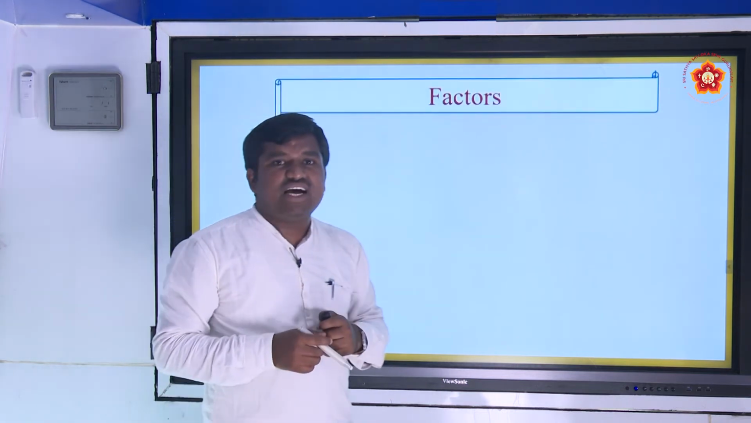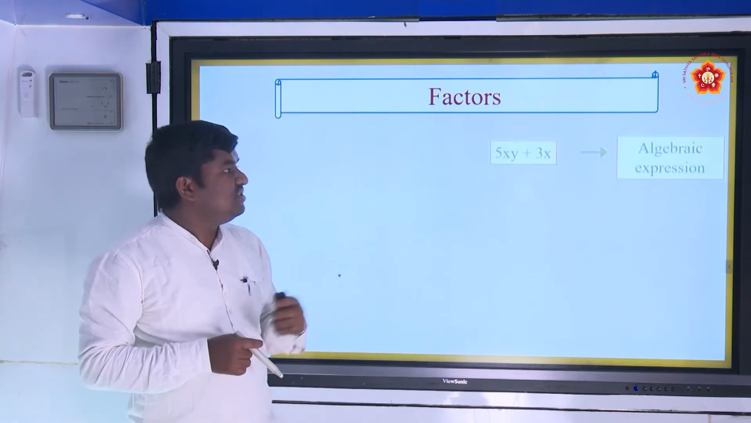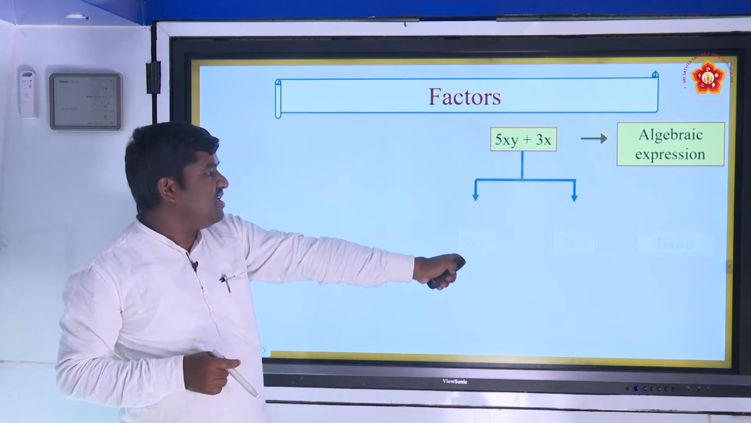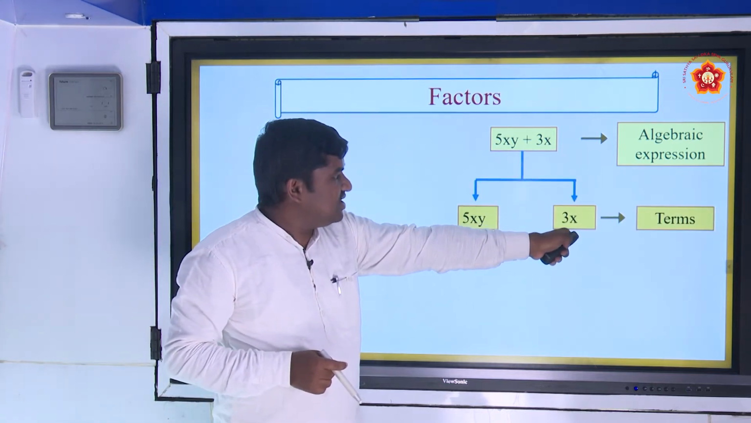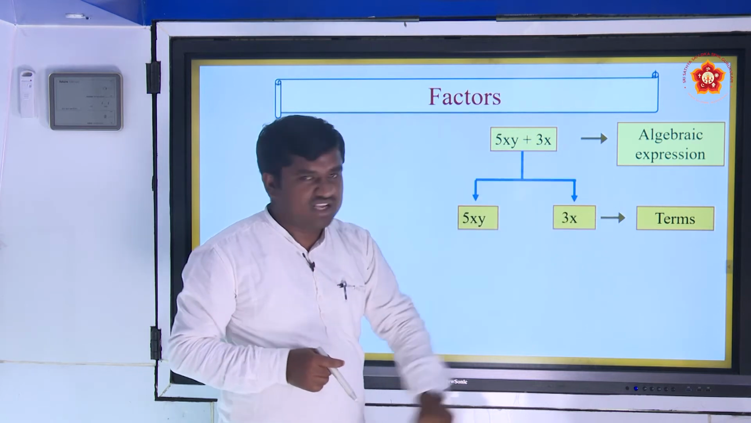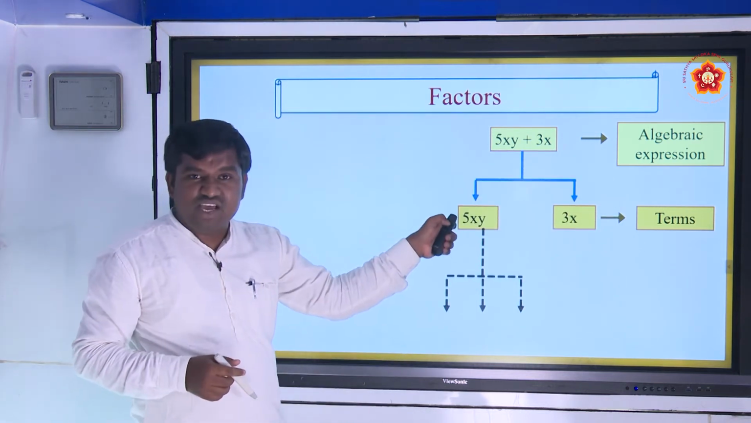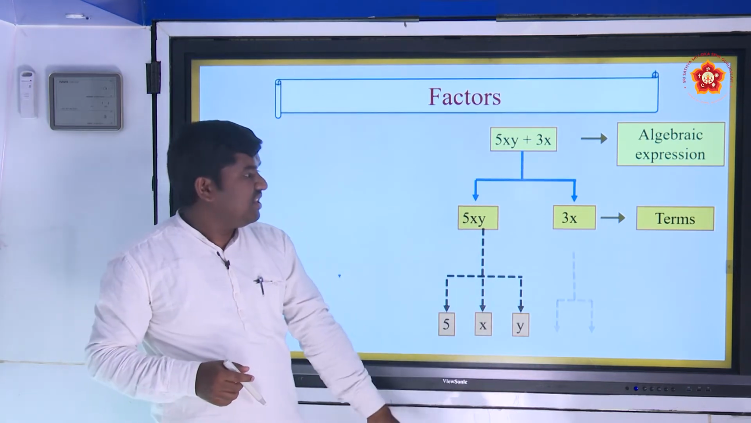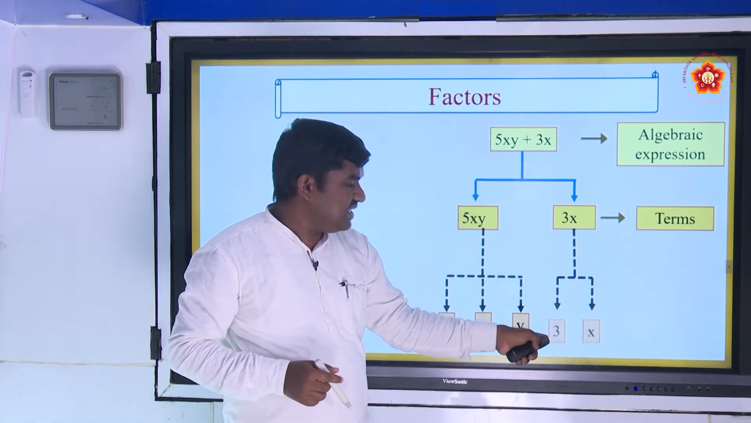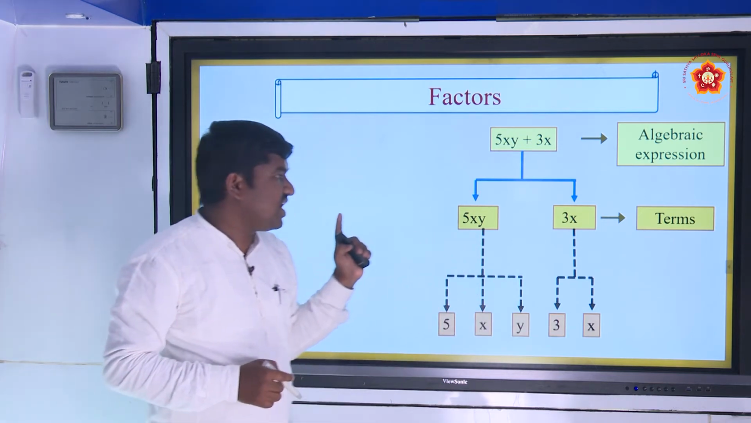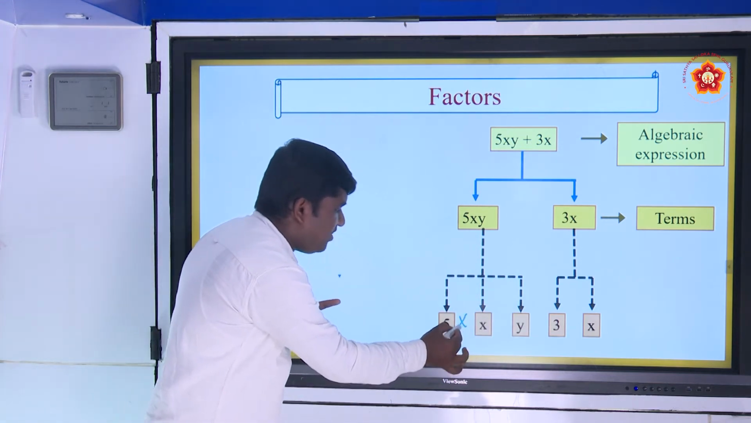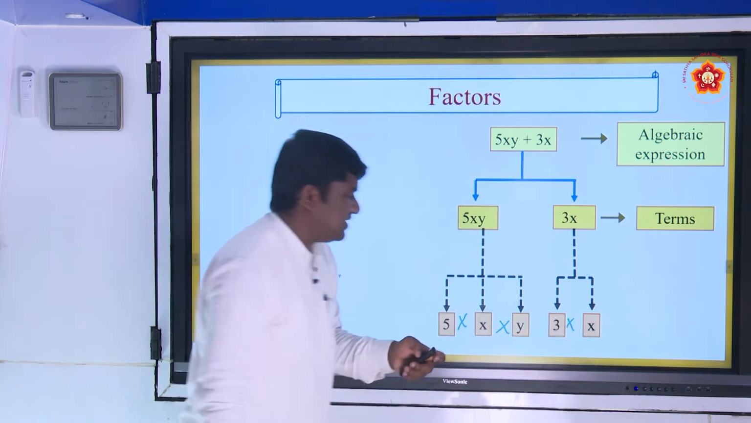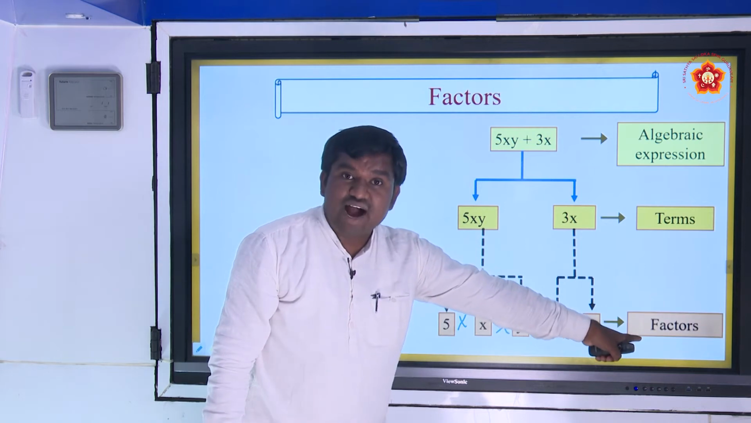Next, factors. What are factors? You know algebraic expression, 5xy plus 3x is an algebraic expression, then 5xy and 3x are terms of an algebraic expression. Next, 5xy can be written as 5 x and y. Next, 3x can be written as 3 and x. Okay, means multiply 5 into x into y, 3 into x. Yes, these are called factors.